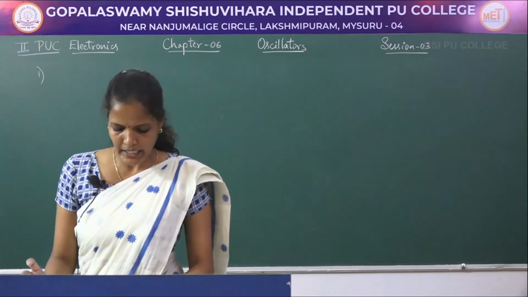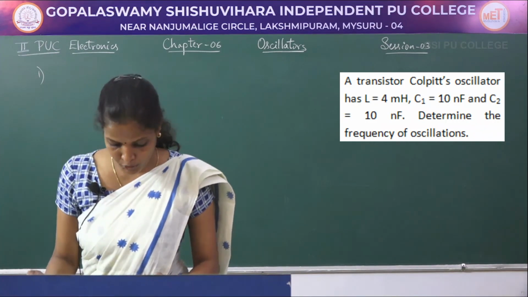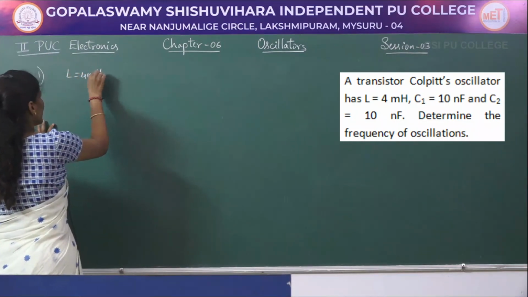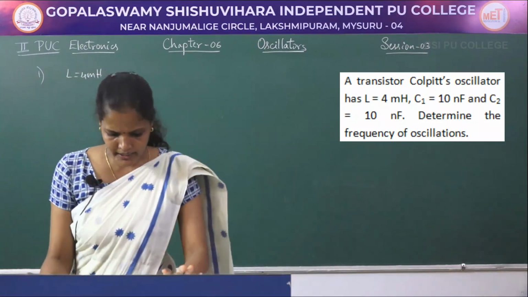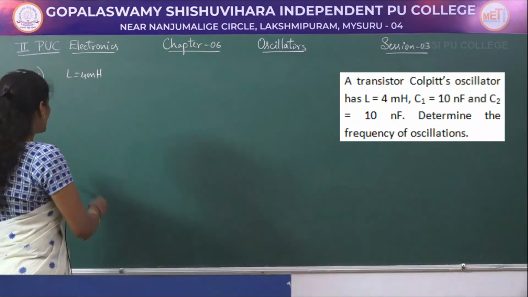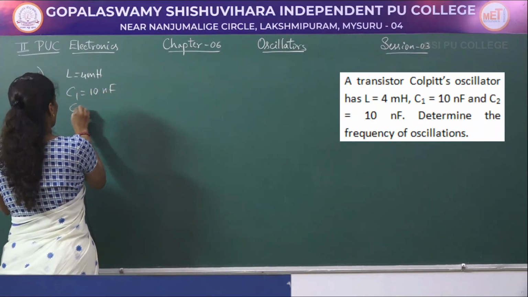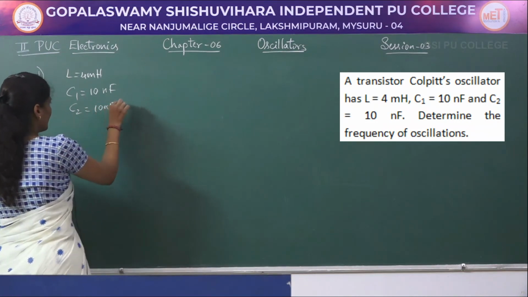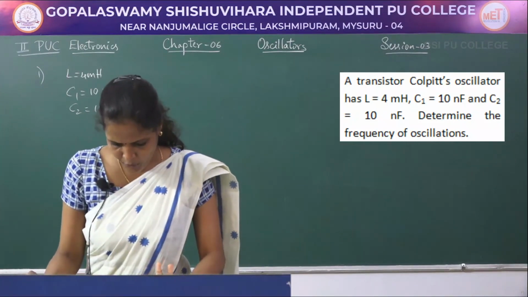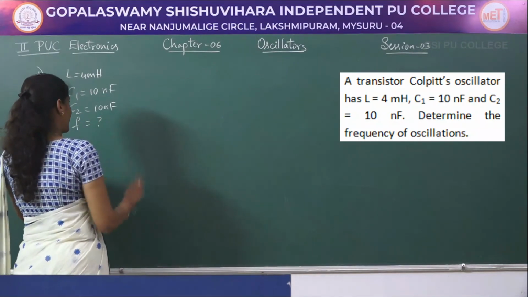The problem is, a transistor Colpitts oscillator has L equal to 4 millihenry, C1 equals 10 nanofarad and C2 is equal to 10 nanofarad. They have given two capacitor values which are the same, 10 nanofarad, and C2 is also equal to 10 nanofarad. Determine the frequency of oscillations. So you have to find out the frequency, f.